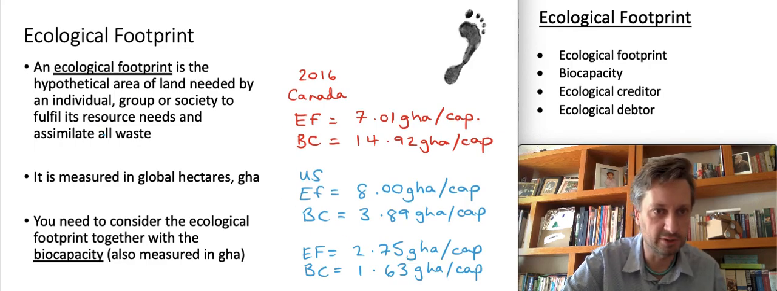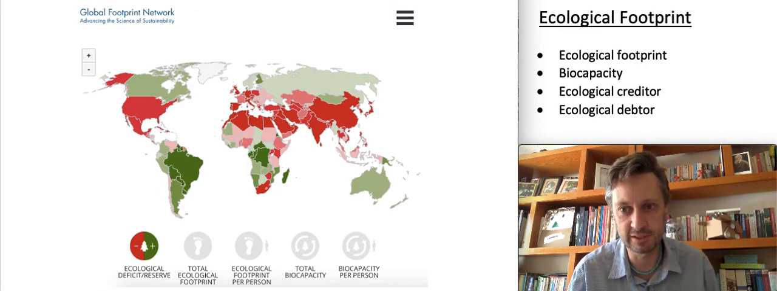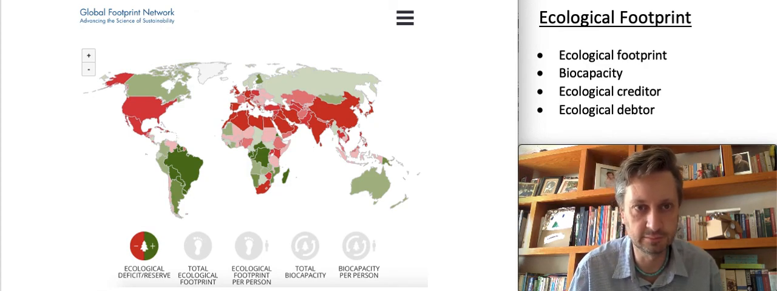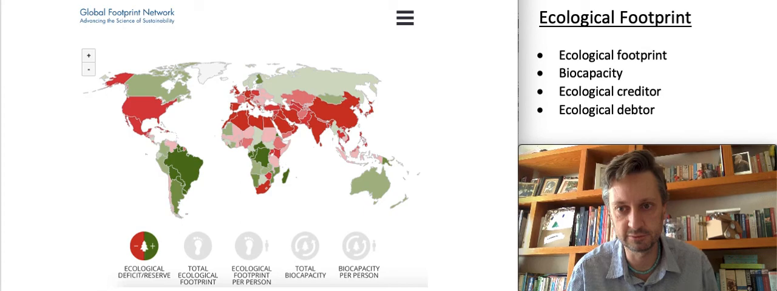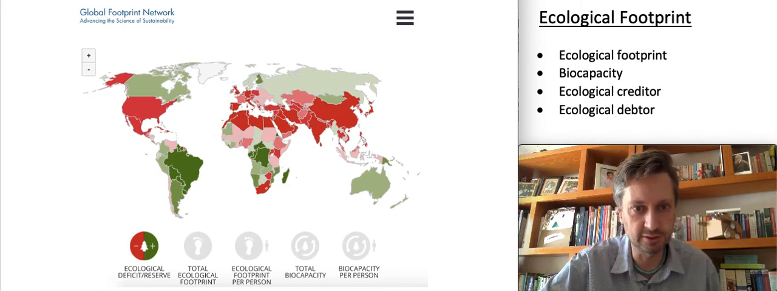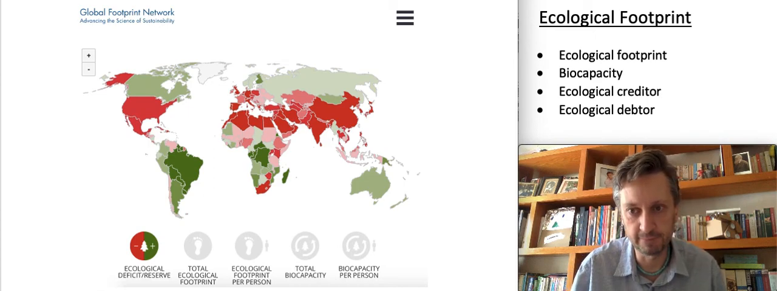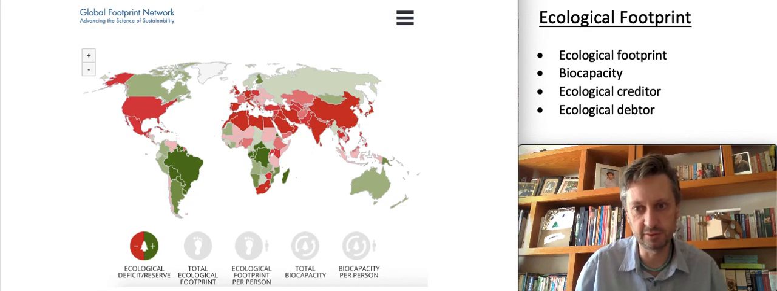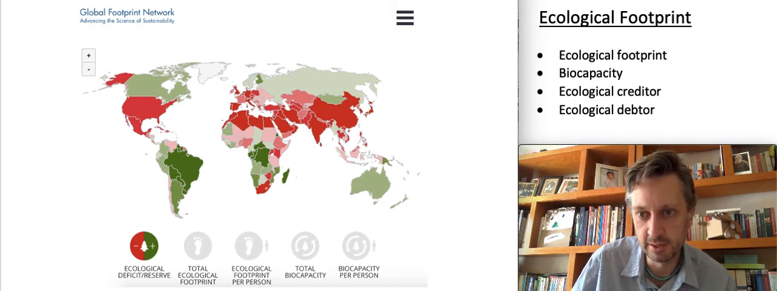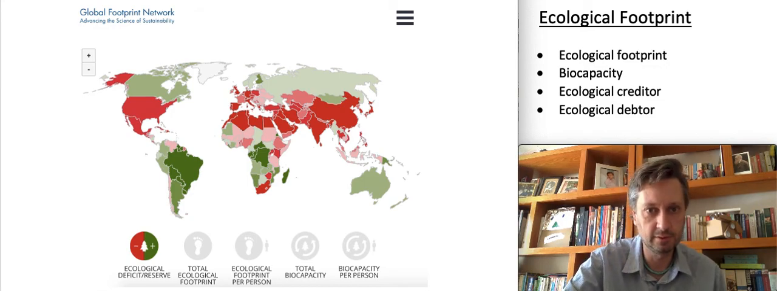So just a couple of other things before I finish this. First of all, this is a little graphic that I stole from the Global Footprint Network, which I hope I don't get into trouble for. You can see that the red countries, therefore, are ecological debtors. Countries that are living beyond the biocapacity measured as ecological footprint per capita. A lot of Northern Hemisphere countries.